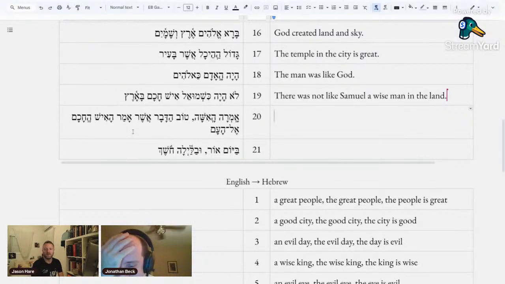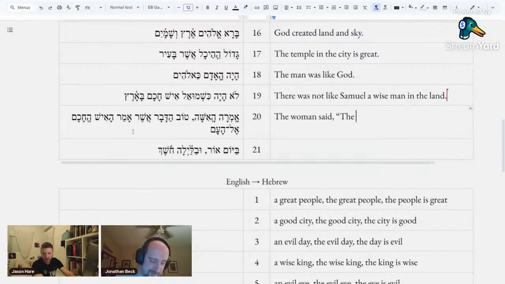All right, we have again a feminine subject. The verb is feminine. Amra, she said. Amra haisha, the woman said. Amra haisha. Tov hadavar asher amar haish hachacham el ha'am. All right, so the woman said, tov hadavar, good is the thing or the word which he said, the man, the wise, to the people. So that's literal. She said, the word or the thing which the wise man said to the people is good.